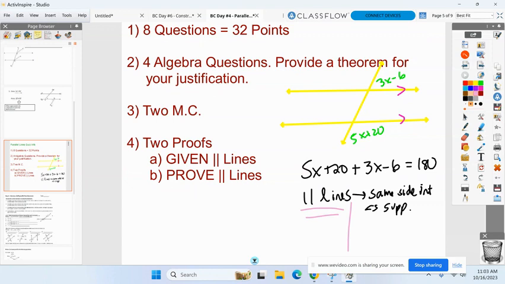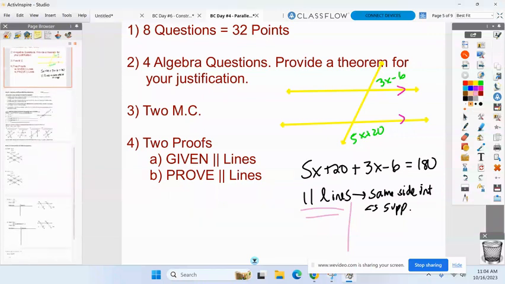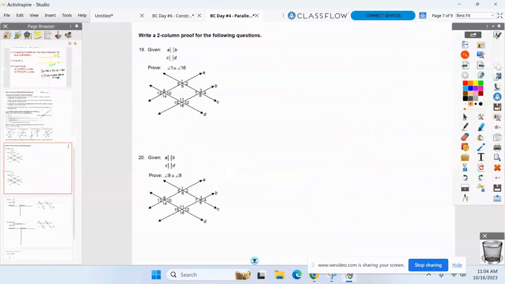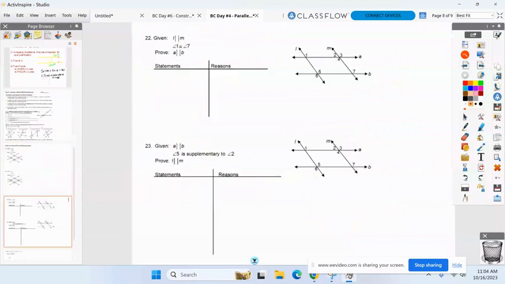All good there? There's 2 multiple choice, 2 random multiple choice about parallel lines. And then there are 2 proofs at the end, and I'm going to tell you what they are. First proof is, in the givens, it'll say lines are parallel, prove these angles congruent. If you are on day 4 right now, take a look at number 19 and 20. That's what I'm talking about. See how I give you lines are parallel, prove angles. So that's proof number 1. Proof number 2 tomorrow will be similar to 22 and 23, where I give you some information, but I want you to prove lines parallel. Those are the 2 proofs.